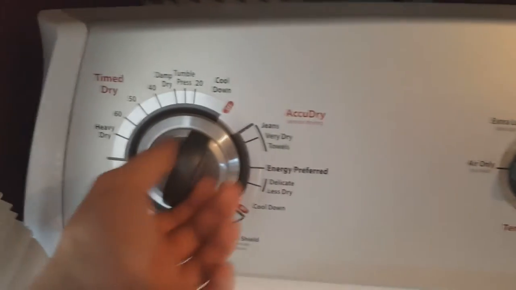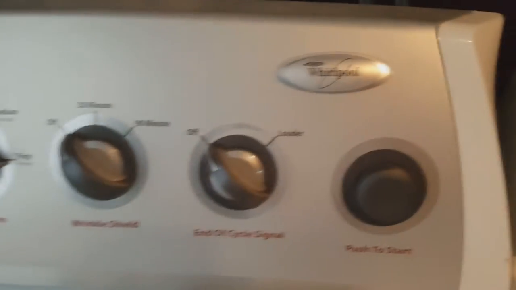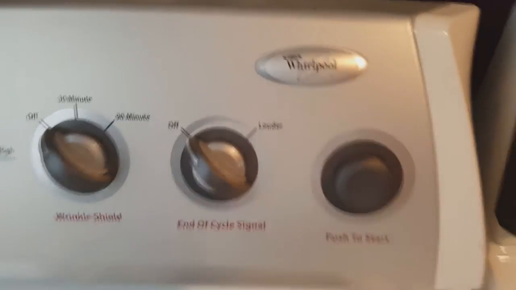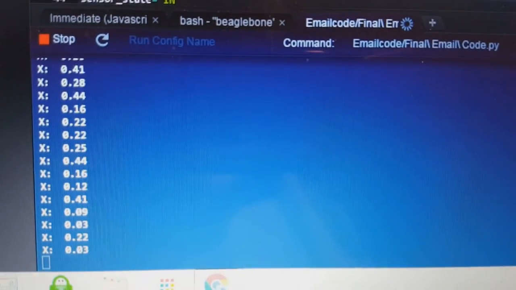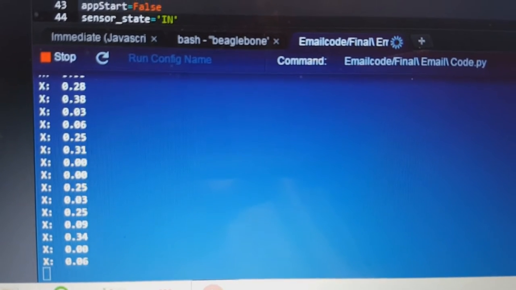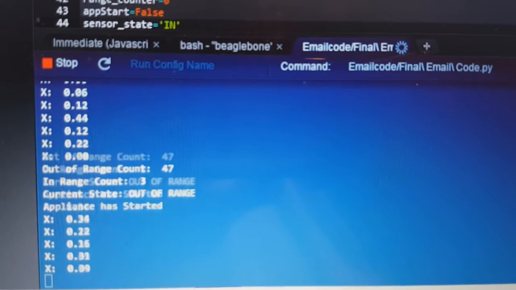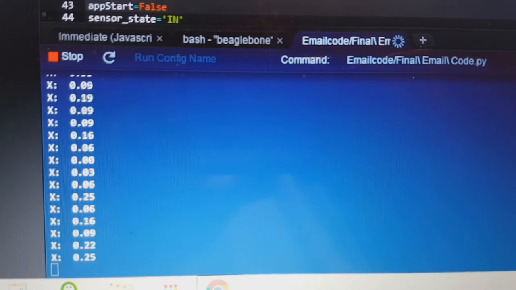So first it sets the motion, and here it detects a difference in motion as the dryer is in operation. I'm only measuring the x-axis since there probably wouldn't be a lot of z motion on the dryer itself. It's just moving side to side.